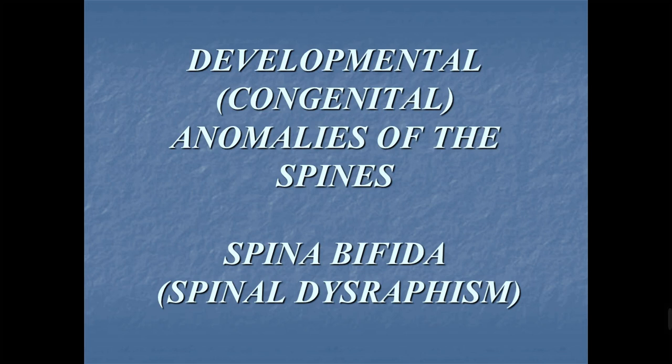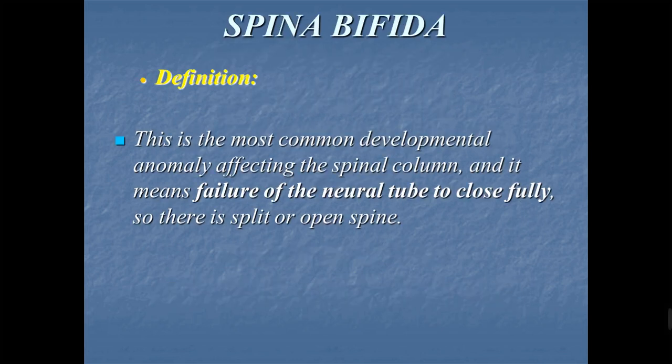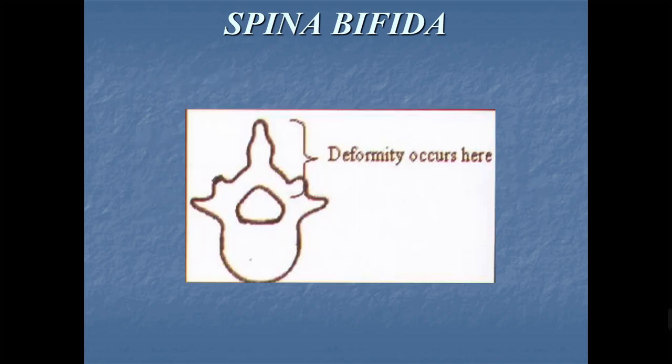This will lead, because you know that all the brain tissue, the brain and spinal cord, inside the dural cavity are tense under intracranial pressure, to a gradual pushing of the structures at this side of the bifida to the outside, and may result in anomalies. Now, by definition, spina bifida is the most common developmental anomaly affecting the spinal column, and it means failure of the neural tube to close fully. So there is a split or open spine.